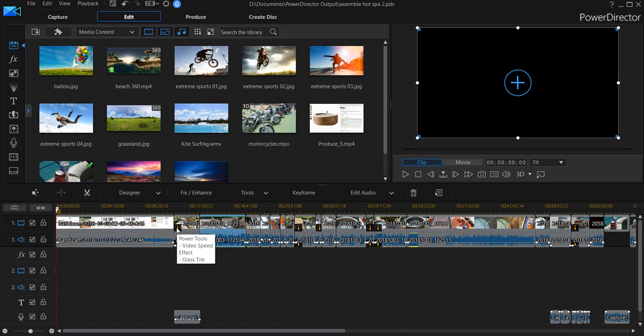What I have done is, I have here a glass tile combined with video speed. It caused me a lot of problems. Here only video speed, crop and zoom. This also caused a lot of problems. Sometimes it applied this effect to the whole movie or the whole video, not only to this clip. And when you combine it with other features, then it's horrible.